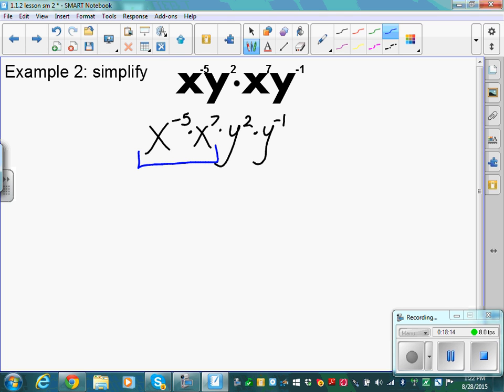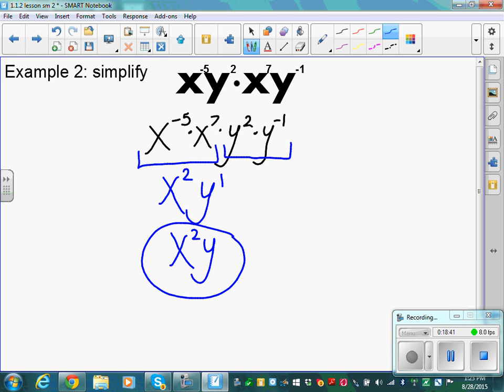So I'm going to focus on my x's. I'm multiplying the same base, so I'm going to add my exponents. Negative 5 plus 7 is positive 2. And then we have y squared times y to the negative 1. When we're multiplying the same base, we add our exponents. So that's going to be 2 plus negative 1. So we have y to the positive 1. Now, our final answer we're going to write as x squared y, because we know that y to the first power is just y. That would be our most simplified answer.